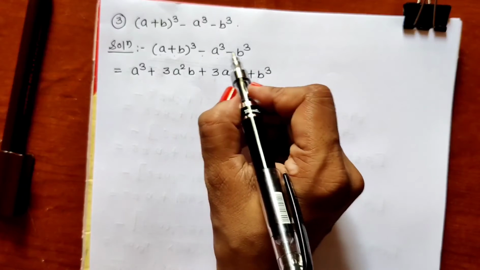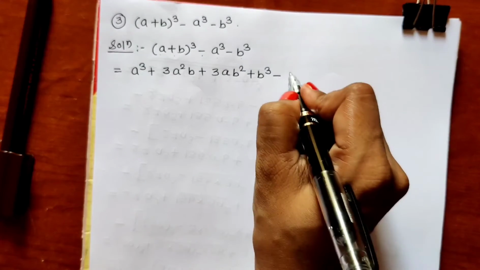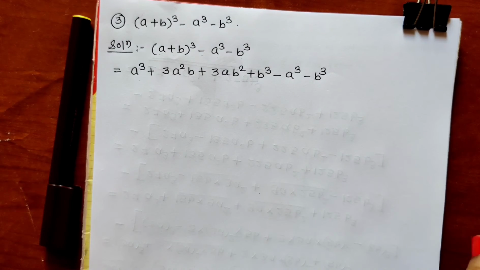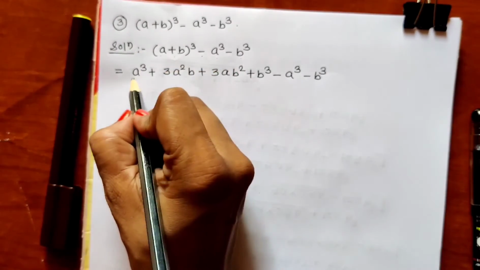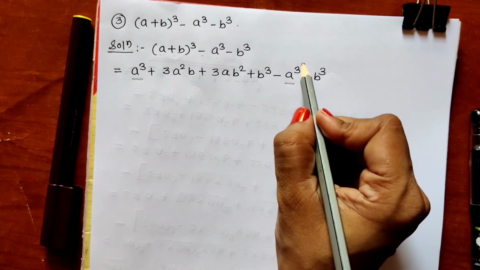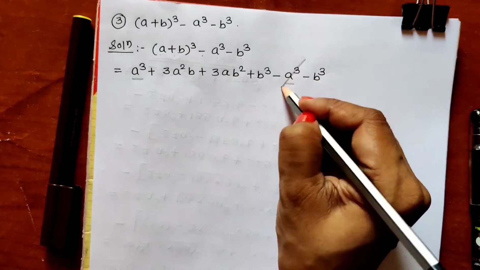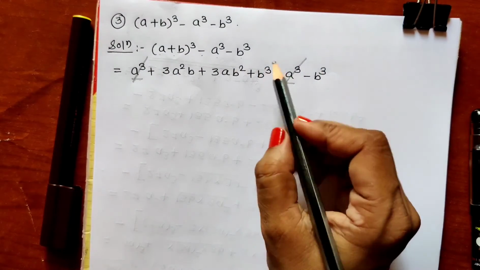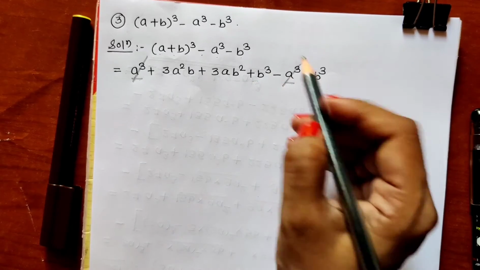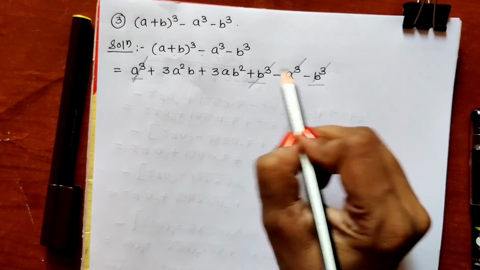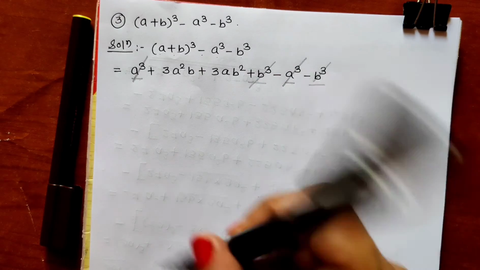Now as I have told you, these two separate terms are there. We will be writing them as it is, minus a cube minus b cube. Now let us check which are the same terms with opposite sign. We can see that a cube is having plus sign here and a cube is having minus sign here. So they are similar terms with opposite sign. We can cancel them because plus a cube minus a cube, answer will be 0. Now plus b cube minus b cube, again we have to cut them because their answer will be 0. So what is remaining now?